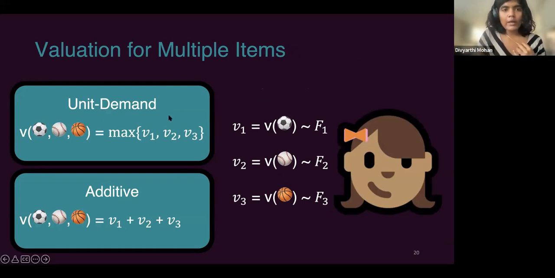So a unit demand buyer only cares about one item. Even if you give her a set of items, it's as if you just gave her the best item in the set. So her value for a set of items is just the max value of the single items in the set. If you give her all three items, her value for this set is only the max of the individual values in the set. The additive buyer, on the other hand, likes however many items you give her, and her value for a set of items is just the sum of the values of the items in the set. Her values are just additive over the items in the set.